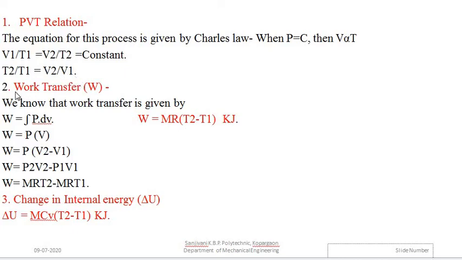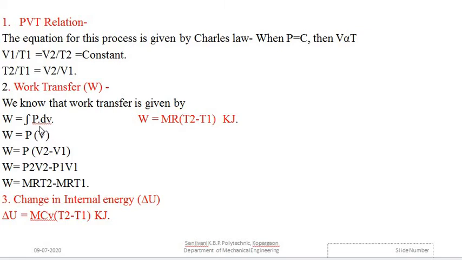Therefore, for the second point, that is the work transfer during the process, that is W. We know that work transfer is given by W is equal to integral P dV. Now we are integrating this particular equation, integration of pressure into change in the volume between the state points 1 to 2. Now here we know that pressure is remaining constant, so P is constant. So integration of 1 dV, integration of 1 with respect to dV, which is the changing parameter here.